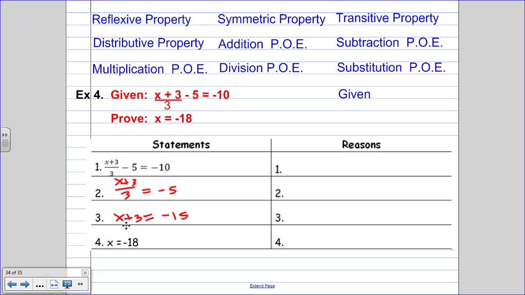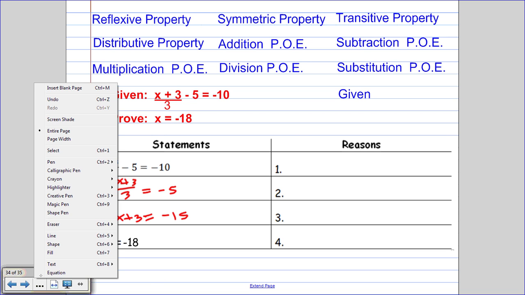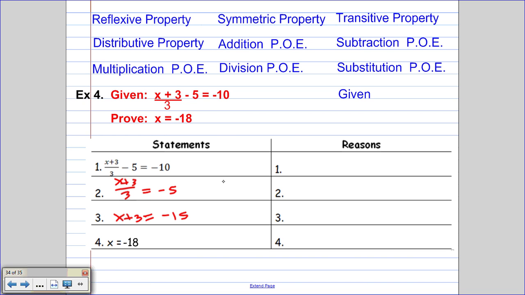So now I'm at x plus 3 equals negative 15. And I know I still need to get x by itself by subtracting 3 from both sides. And when I subtract 3 from negative 15, I end up with negative 18. See, 4 steps. It was harmless. That fraction wasn't that scary. So let's go back and justify every step. So again, the first step is always the given step.